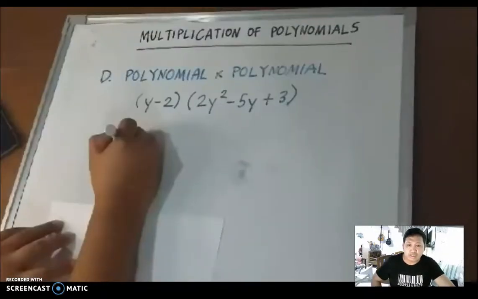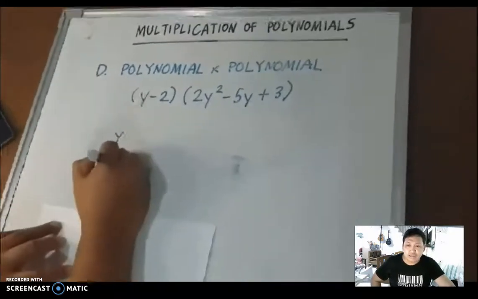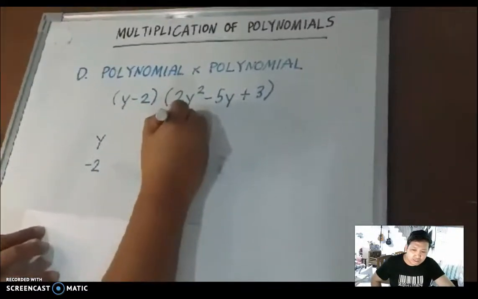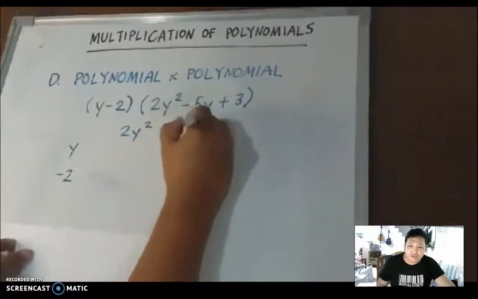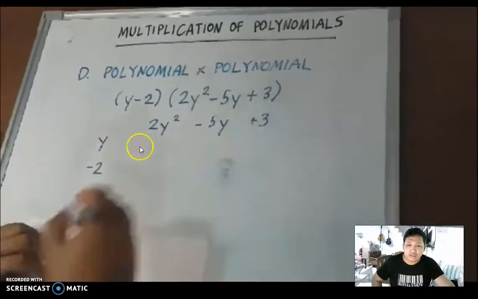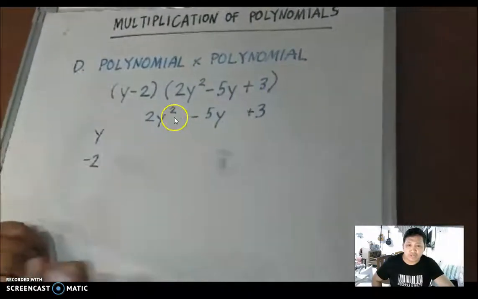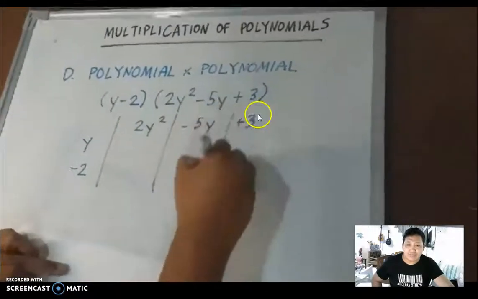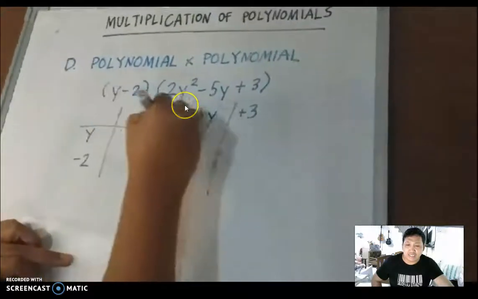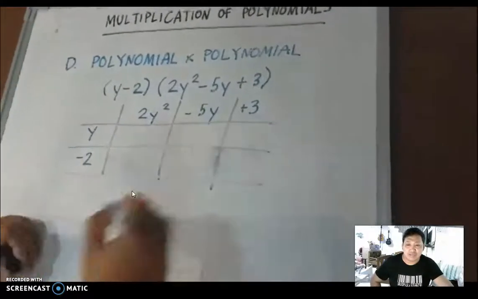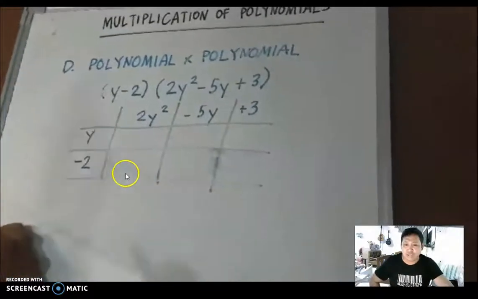To answer this in tabular method, all we need to do is just arrange the two polynomials in rows and columns just to form a table. So what we did is we wrote y and negative 2 here in the rows, and then the terms of the other polynomial as the columns. 2y squared minus 5y plus 3. Then you make grids using horizontal lines and vertical lines so that it would look like a table. Next step is just a multiplication table.